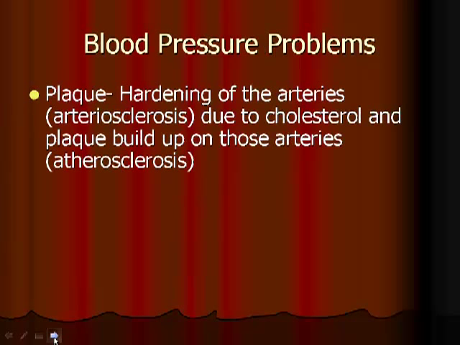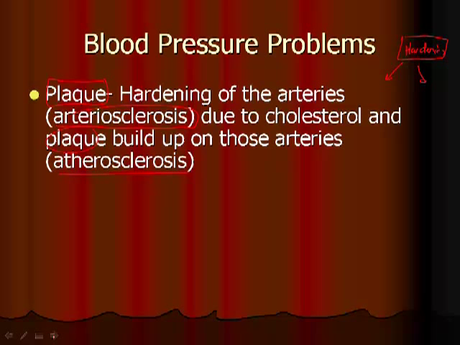So here are some of the problems. We have this stuff that's called plaque. And what it is, it's the hardening of the arteries. So there's two words, arterial sclerosis and atherosclerosis. They're both very similar in their appearance, their sound, and actually in terms of what they are. So arterial sclerosis is kind of like the big, broad, overarching concept, and that's just the hardening of a blood vessel. But usually it's due to cholesterol or plaque building up on those arteries, and that is called atherosclerosis. So arterial sclerosis is the hardening, atherosclerosis is the plaque building up.